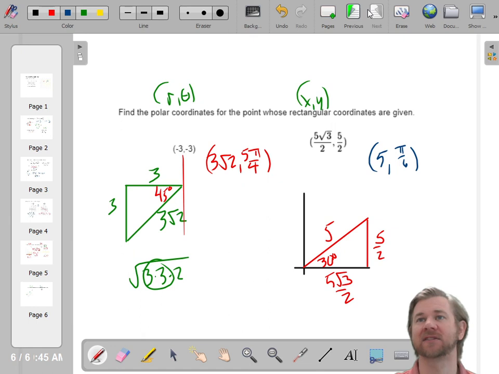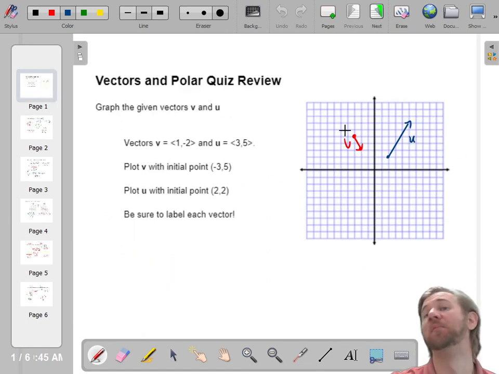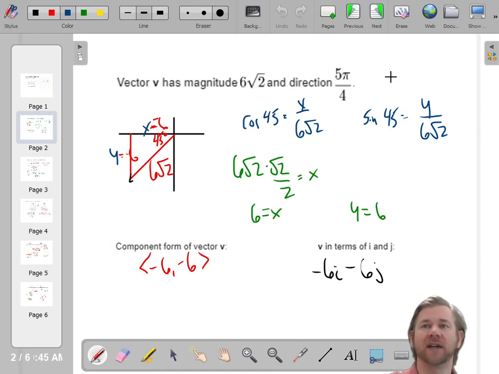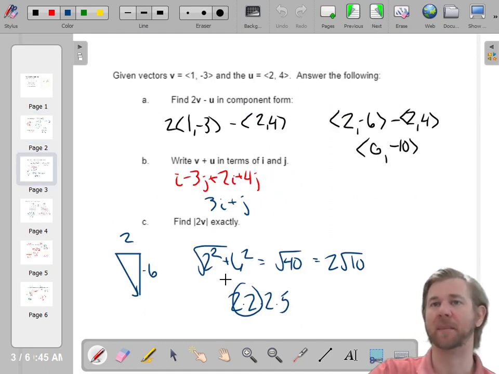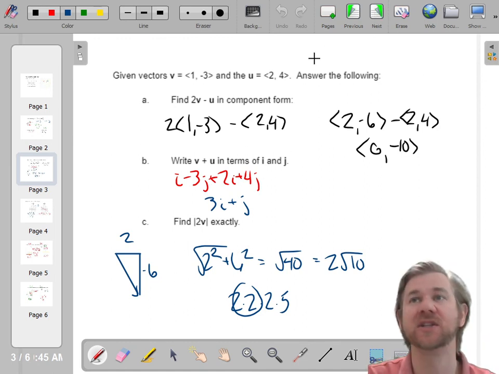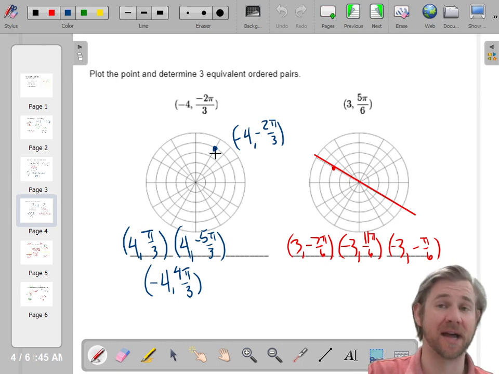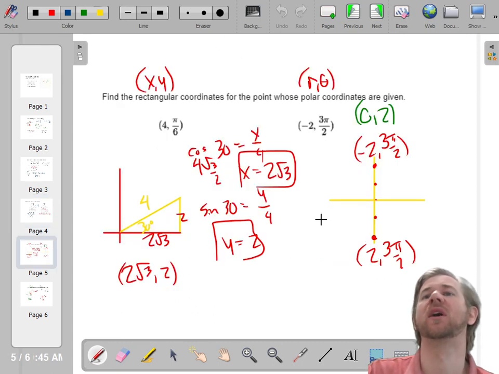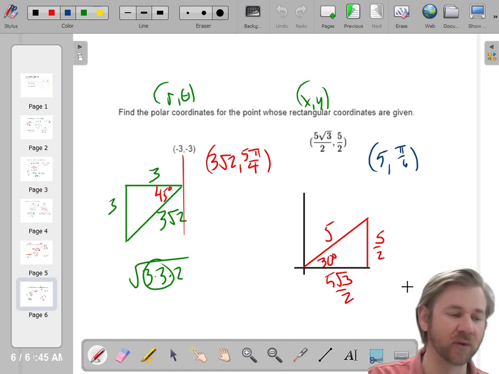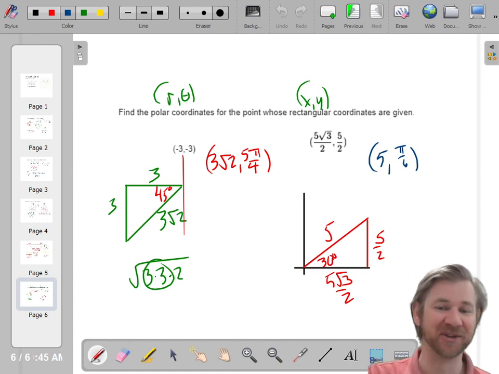So you might be asked to, let's go through all of them, draw vectors. You might be asked to find the component form of a vector. You might be asked to manipulate a vector's magnitude and do some operations with a vector in component form or in terms of i and j. And then you might have to plot polar points or convert coordinates between polar and rectangular. That's everything that you need to be able to do for the quiz. If you can do the study guide, you can do the quiz.